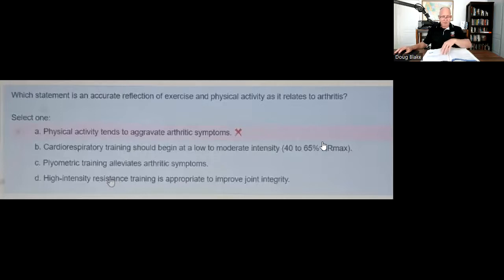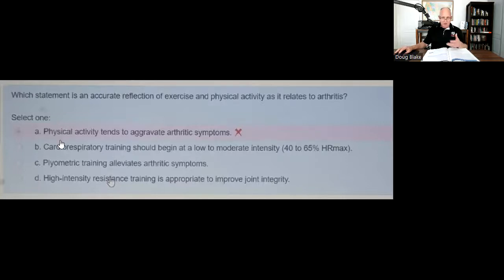If you had done the table, read it, rewrote it a bunch of times, more than likely it would have jogged your memory. C, plyometric training alleviate. Okay, well, that's blatantly incorrect. In fact, plyometric training is generally contraindicated. So that's a no-go. D, high intensity resistance training is appropriate. Well, again, C and D are obviously incorrect answers. So now you've got a 50-50 chance.